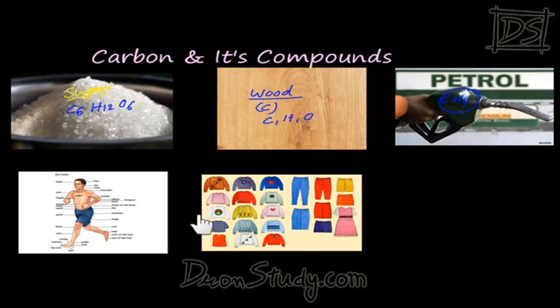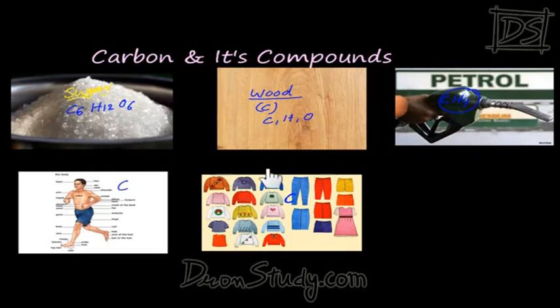Then see over here, what is this? These are our clothes. What is present in the clothes? In clothes also carbon is present. If carbon wasn't there, then these clothes wouldn't be there, and if there weren't clothes, then you would have roamed like this. What is this? A man. Body. What is present inside our body too? Carbon. That means carbon is very important.